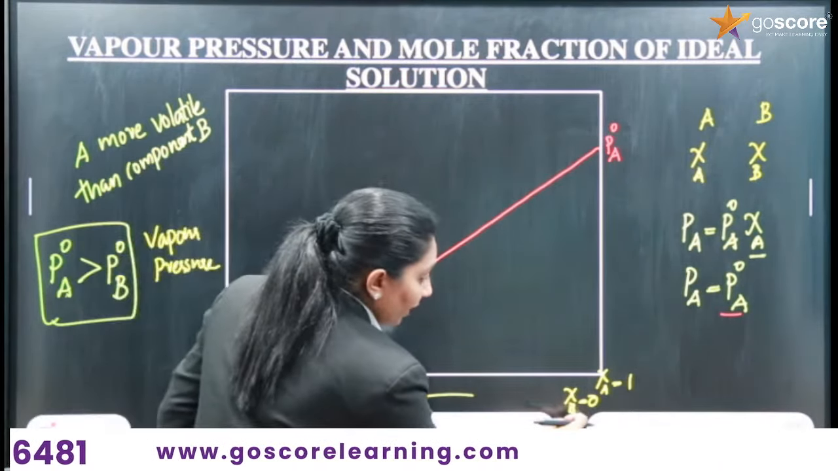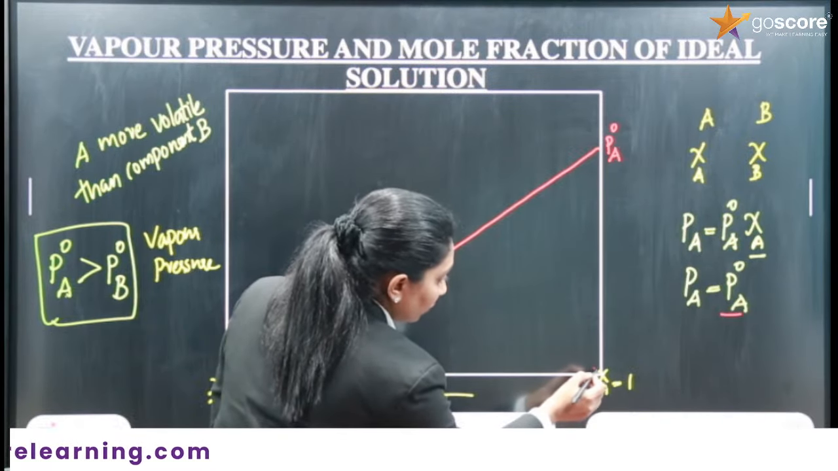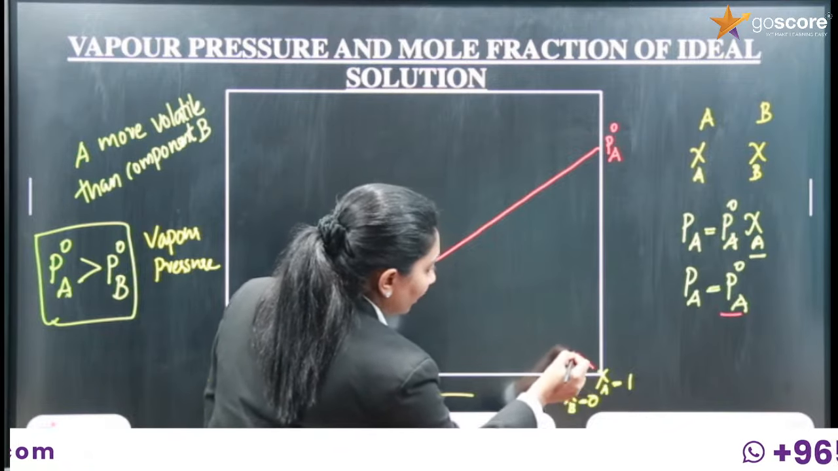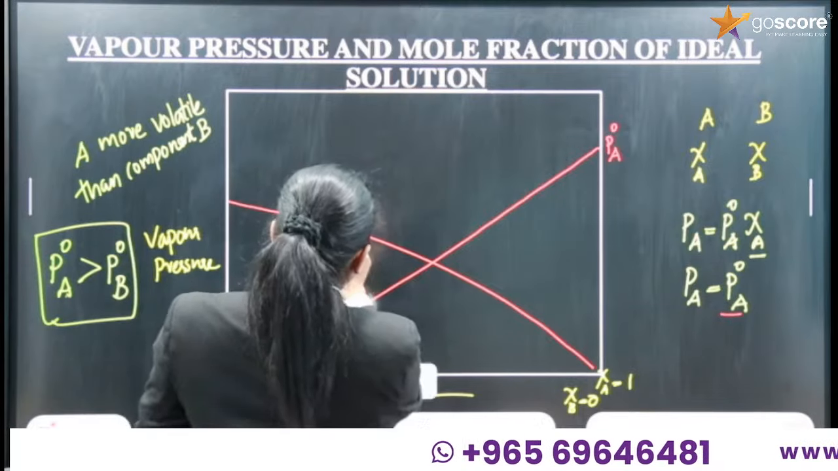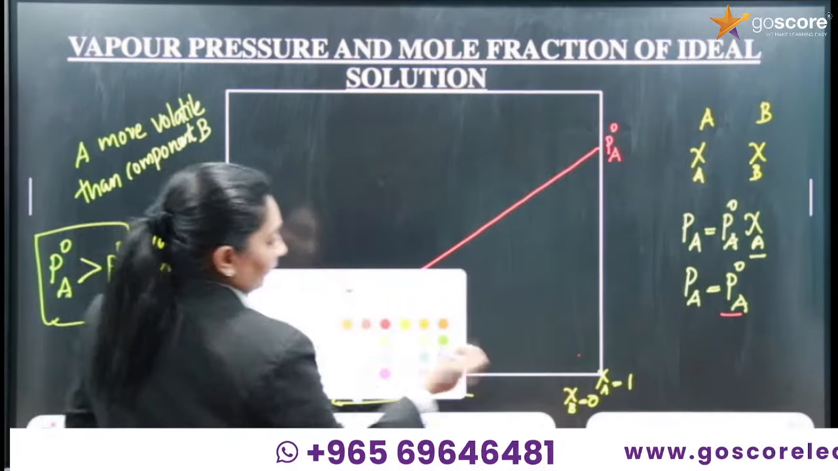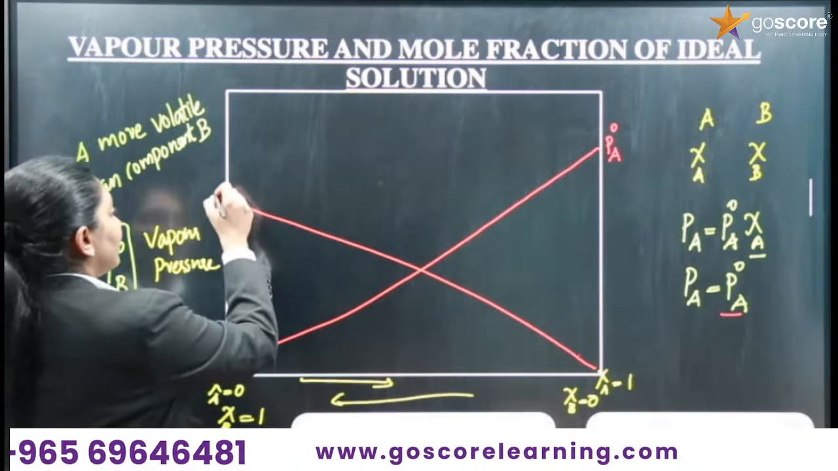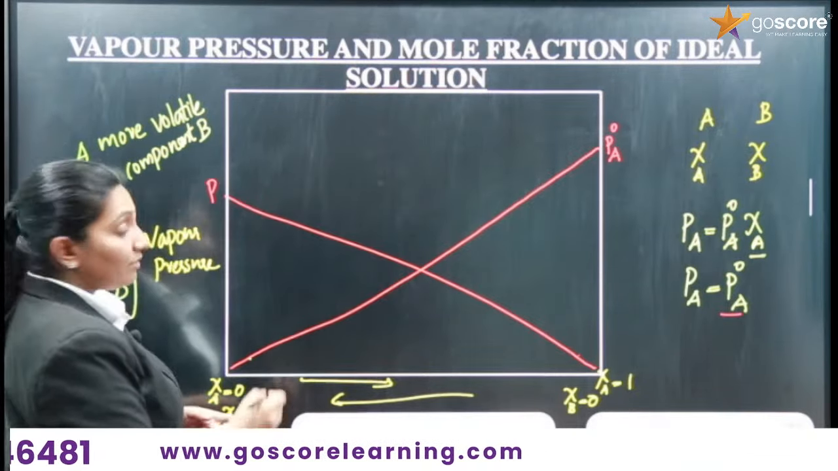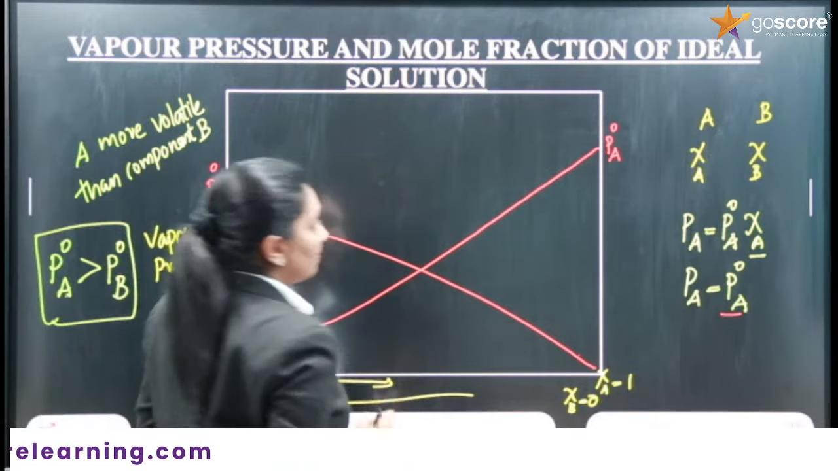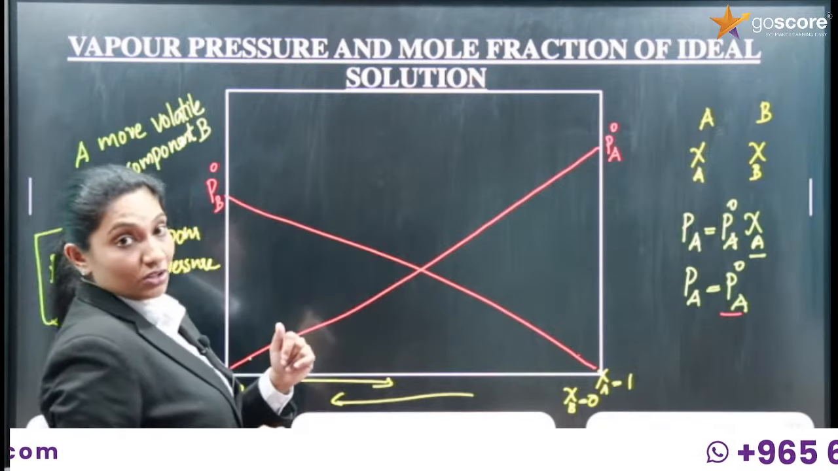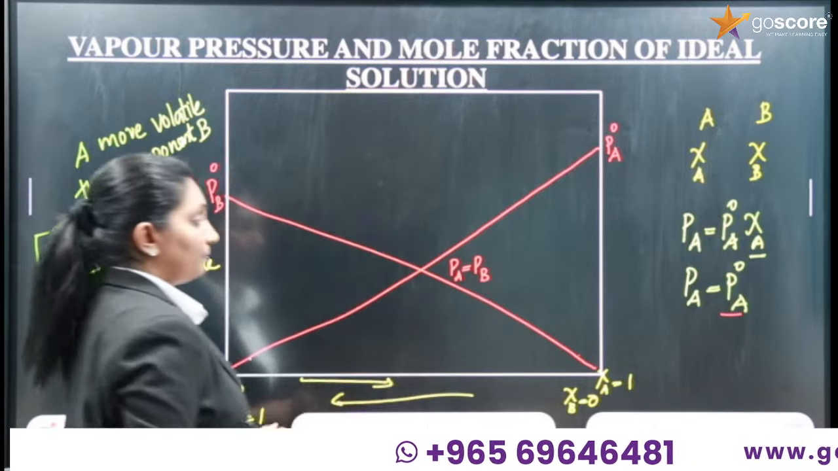In the same way, P naught B. How will we find it out? From here the lowest value is 0, where the pressure due to component B is 0. I am drawing a graph like this, but this is a straight line. It's not coming out well. See, a straight line coming, and here chi B is 1, right? So this value will be P naught B, right? So at one point, the PA and PB lines coincide, where pressure due to component A is equal to that of B, right?